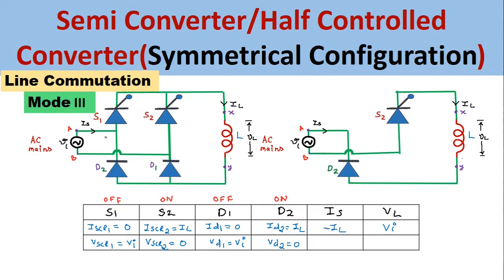Next we will study mode number 3. In this, the line commutation of S1 thyristor occurs. This mode number 3 is studied during the negative half cycle of the AC input signal after the instant pi plus alpha. So during the negative half cycle of the AC input signal, this A point will go negative, and this B point will go positive.